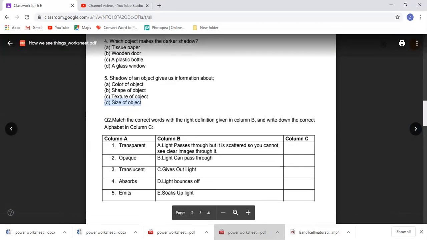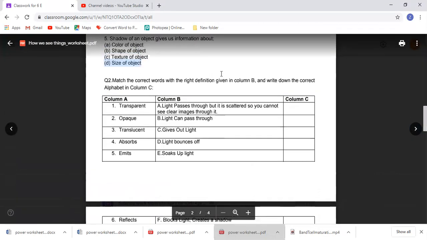So transparent is something to which light can pass. Opaque is something which will block the light and create a shadow. Translucent is something to which light passes through, but some of it is also scattered. Absorbs is something that soaks up, and then emits is which gives out light.